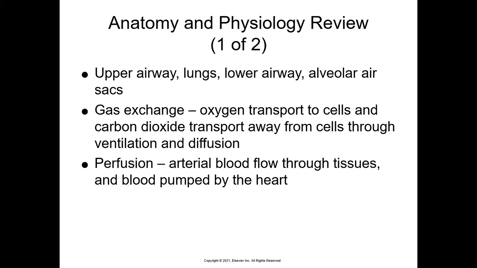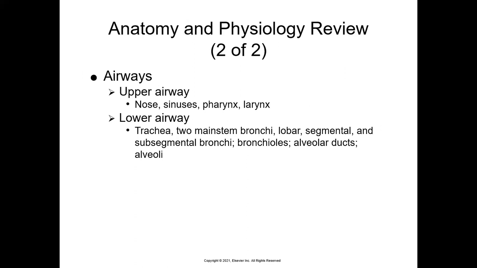So, reminder of anatomy and physiology. We've got the upper airway, the lower airway, and then the alveolar air sacs, which is where the capillaries actually are exchanging the carbon dioxide to be removed from the body from breathing out and putting oxygen on the red blood cells. So this is gas exchange, and then we're looking at it being pumped through the rest of the body through perfusion. Our upper airway consists of our nose, our sinuses, our pharynx, and also our larynx.